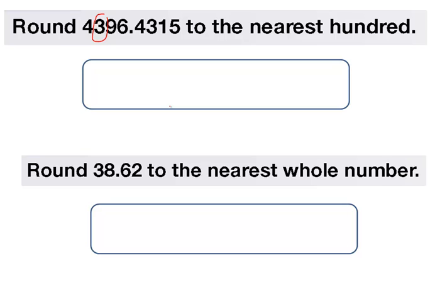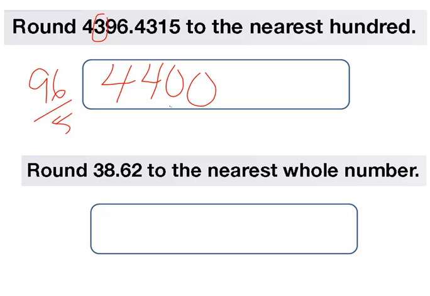That 96 is above the 5. The 9 is above a 5, so I'm going to round this up to 4,400. That's going to be my answer to the nearest hundred, 4,400. I don't need to put the trailing zeros because that would just be silly to do at this point because it's a whole number. So just my decimal there lets us know that it's 4,400.